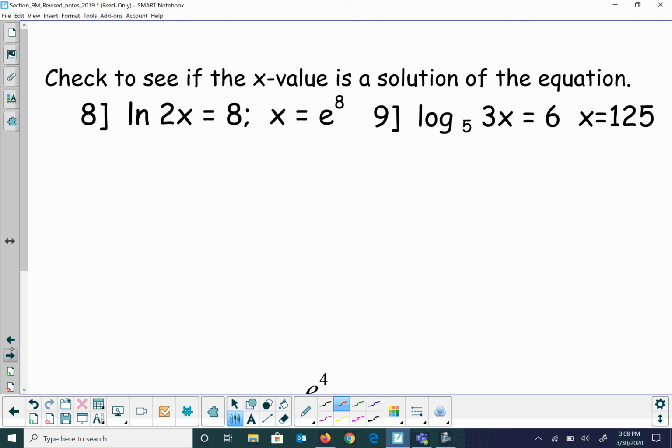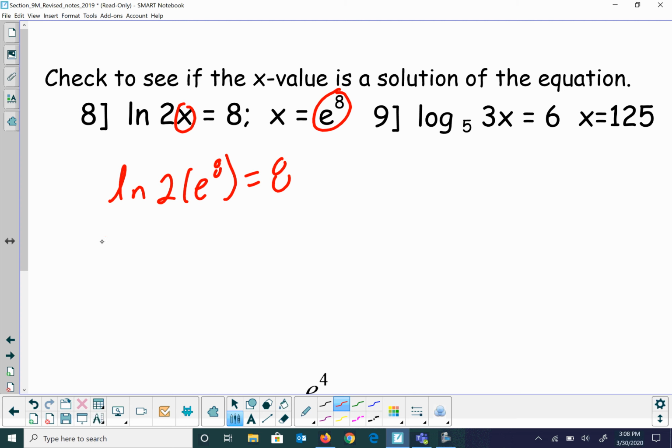All right, so check to see if the x value is a solution. Okay, so we're going to see if I plug this in here, do I get the correct thing? So is natural log of 2 times e to the 8th equal to 8?